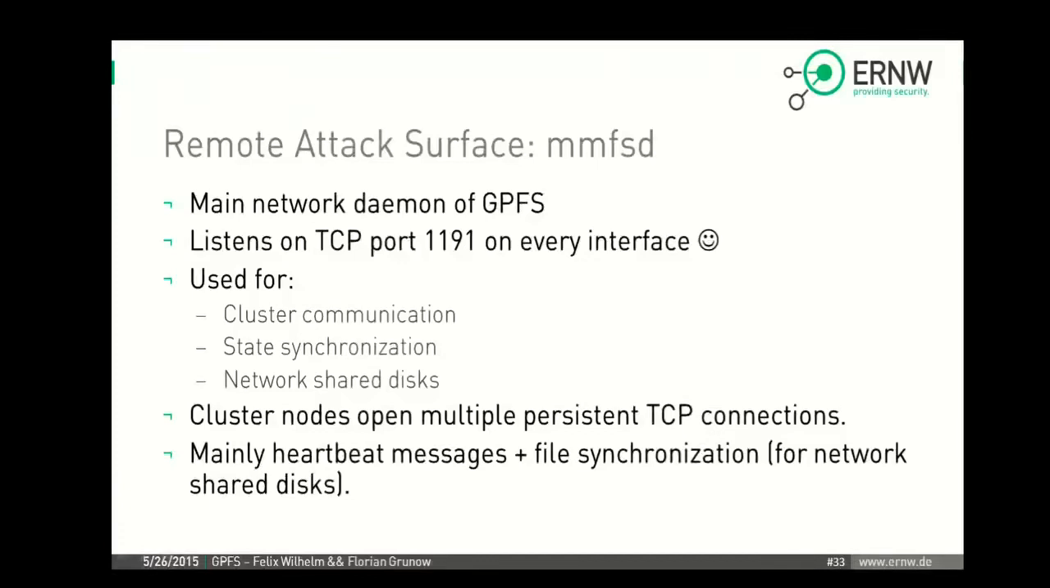Okay, thanks. So this is the main network daemon used for the communication of all the nodes in the cluster, and it's running on port 1191 on all the interfaces. This is interesting because if you imagine a supercomputer that has multiple network interfaces, and some of them are used for GPFS communications, but some are open to the outside, to the internet or to the office network, then the daemon will by default run on all these interfaces. So you can potentially compromise it from an interface that isn't even used for GPFS communication.